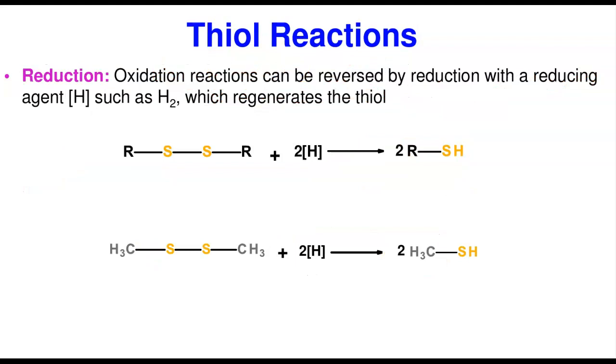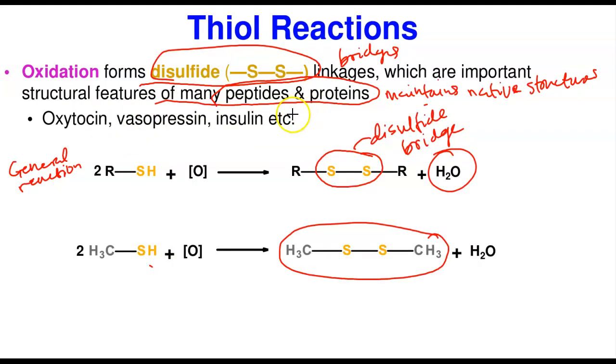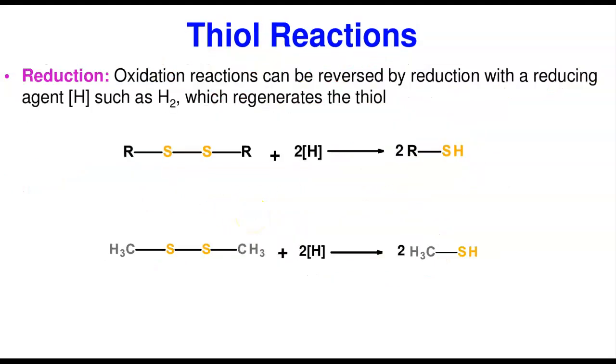Now, the other thiol reaction. We've talked about oxidation. Now, reduction takes it back. Remember, the oxidation forms the disulfide. Now, when you reduce this with a reducing agent like hydrogen or another reducing agent, you get back this. So the reduction is actually the opposite of the oxidation when you begin to take this reaction back. Oxidation reactions can be reversed by reduction with a reducing agent such as hydrogen or another reducing agent to generate the thiols back. Now this is in a general reaction like here. This is a general reaction.